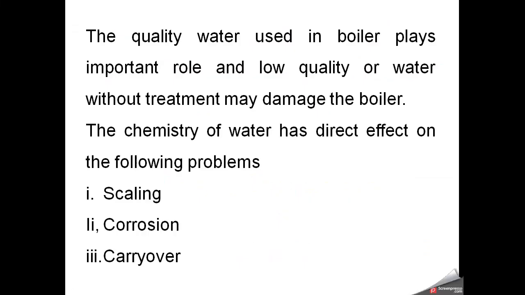You know that the quality of water used in the boiler plays an important role. If we use low quality water without any treatment, this may lead to the damage of the boiler tubes, and this will stop the operation, and there are huge losses due to this low quality water. Now the chemistry of water has a direct effect on the following problems, which are scaling, corrosion and carryover. These types of problems occur if the quality of water is not good, or if during operation we do not properly address these issues.